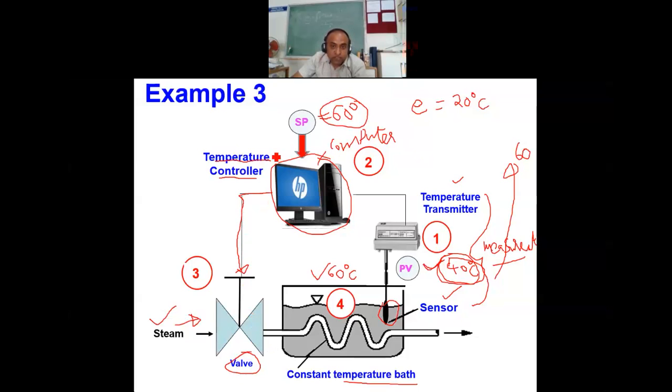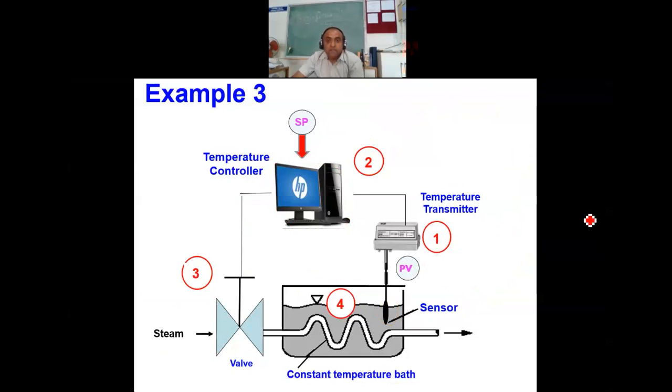Fine. If you see this carefully, I have marked 4 important parts in this example. Which is the first one? The first one is a measuring element.